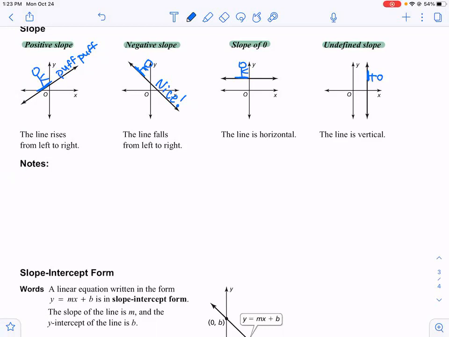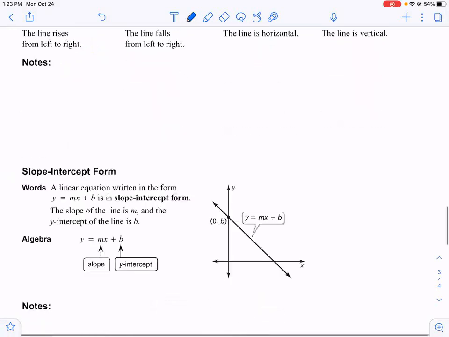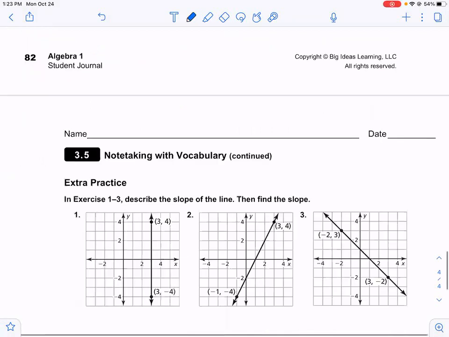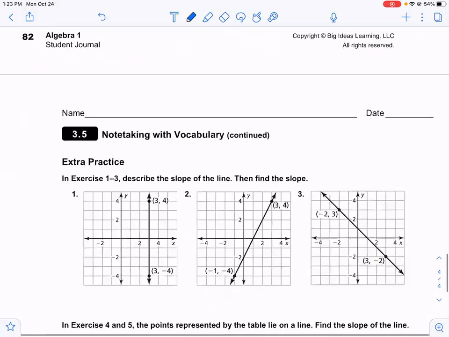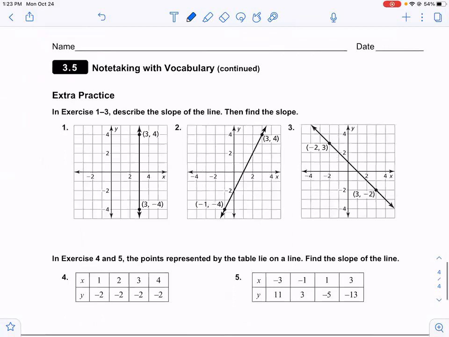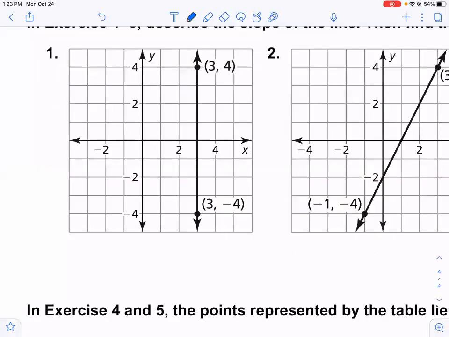Okay. So I want you to look at that next page. Do you see number 1 right here? We have a vertical line. And what would happen to our skier man? So this would be undefined slope. Our slope would be undefined.